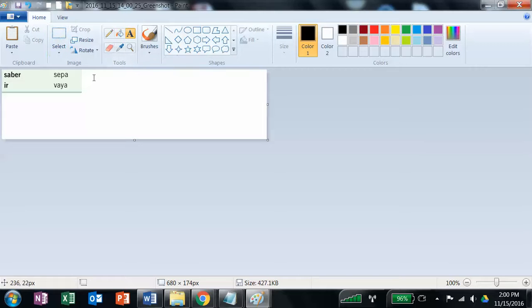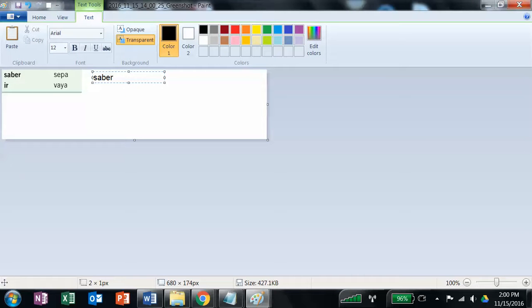The yo form of saber is sé, and the yo form of ir is voy. Well, in both of those, there's no O for you to drop and add an opposite ending to, so you just have to memorize that saber is sepa and ir is vaya.